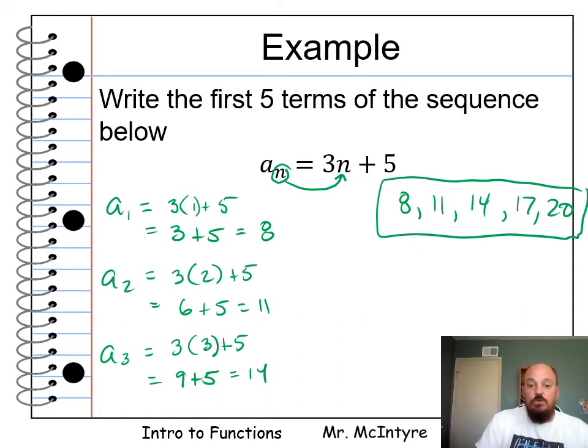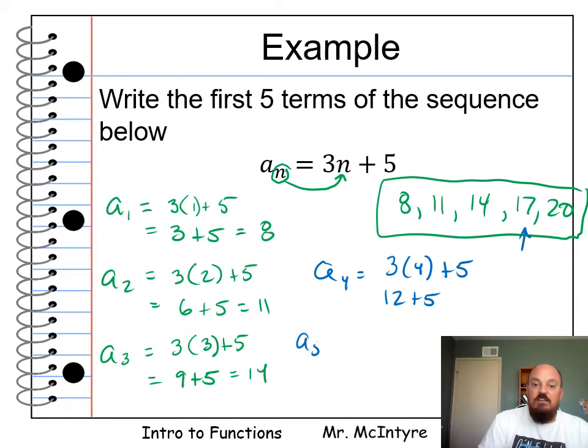Now, just to show you that it would have worked if I did it the other way, if I found A4, which would be 3 times 4 plus 5, I would say 3 times 4 is 12, and 12 plus 5 is 17. So I got that answer there. And if I did A5 that way, 3 times 5 plus 5, 3 times 5 is 15, 15 plus 5 is 20.